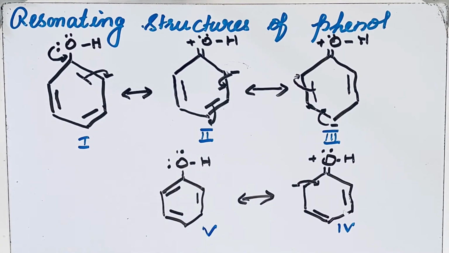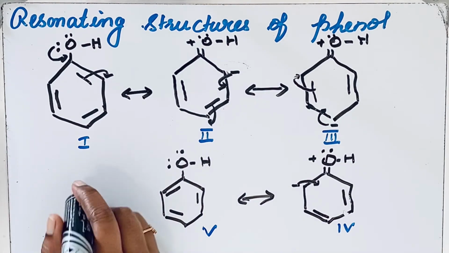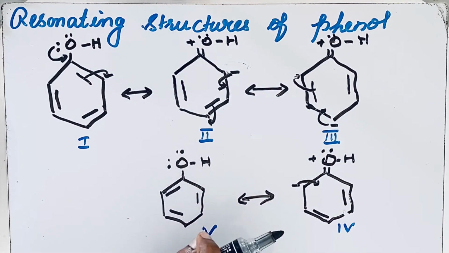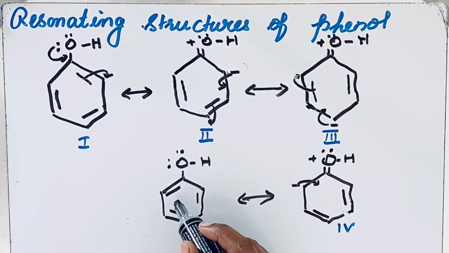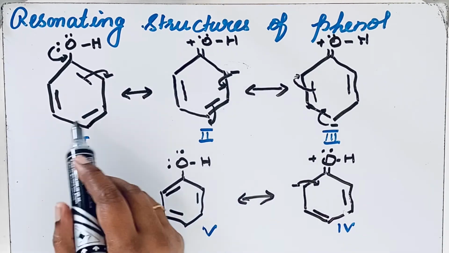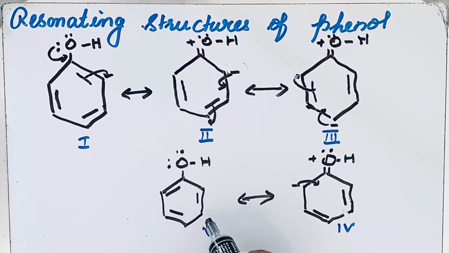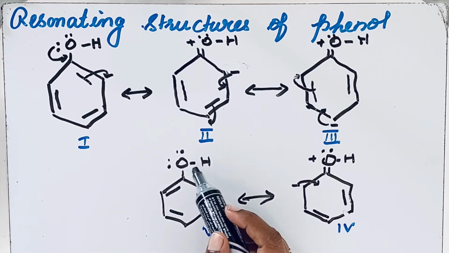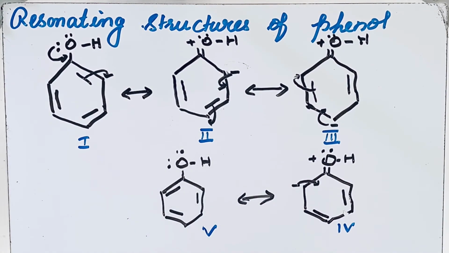If you see the first resonating structure and the fifth resonating structure, you can see they are almost the same. Only the position of bonds is different, but the total number of electrons is the same. So a total of 5 resonating structures are possible for phenol.